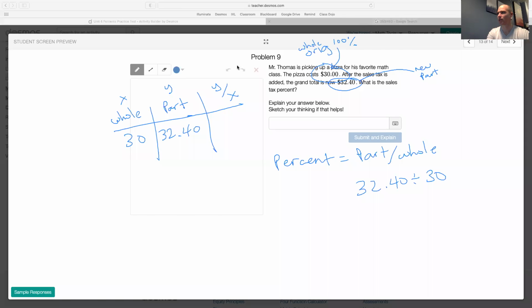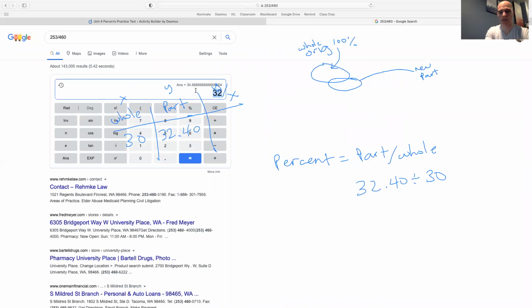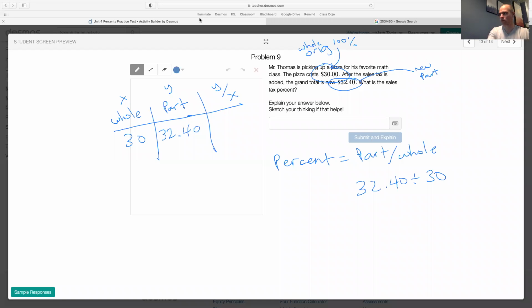And so let's see. 32.40 divided by 30, 1.08. And so that's the same thing you would get over here if you did your Y divided by X. And so there's still an extra step if you're using this solution method here though, because 1.08 equals 108%.